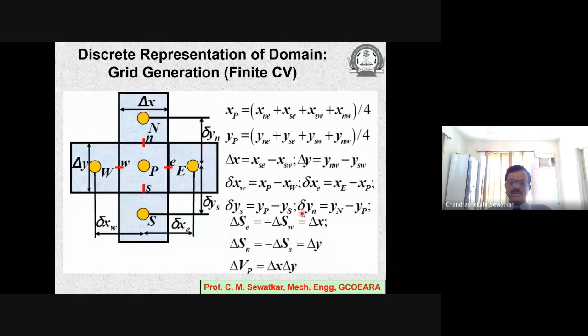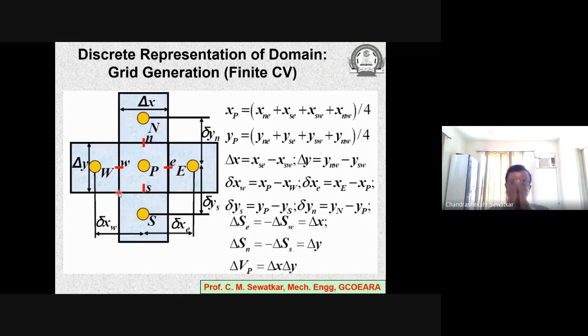We also calculate the areas of the faces. Area of the east face, delta Ae, is equal to delta y. This typographical mistake is carried forward here. Please consider this as delta y. So delta Ae is equal to delta y. Delta Aw is equal to minus delta y.